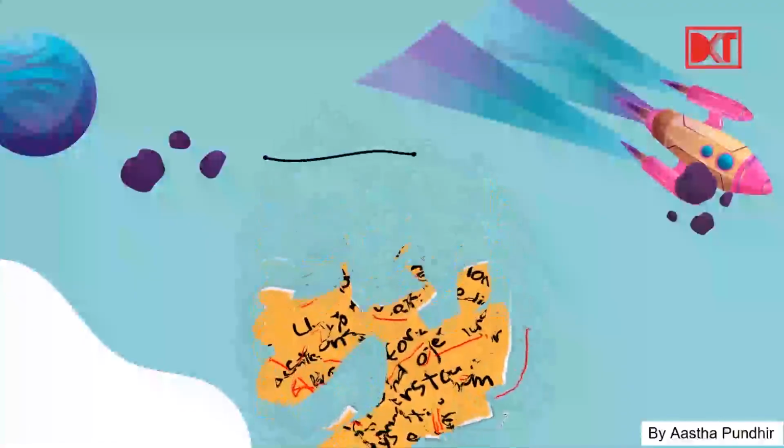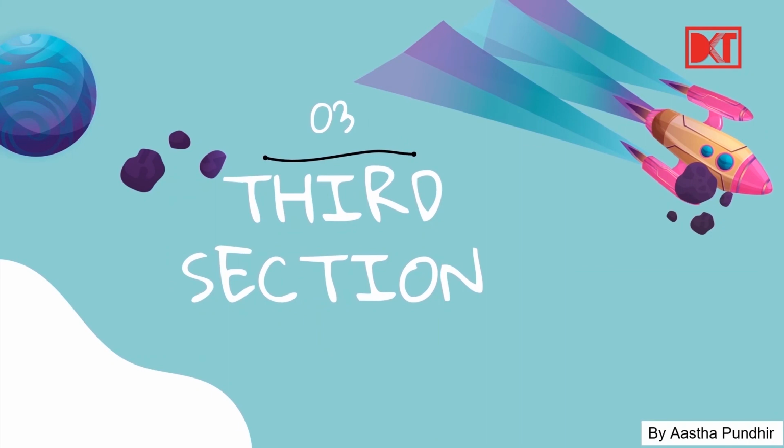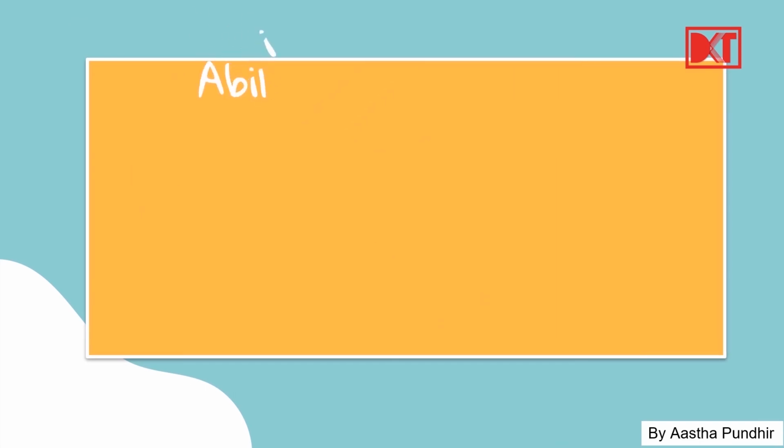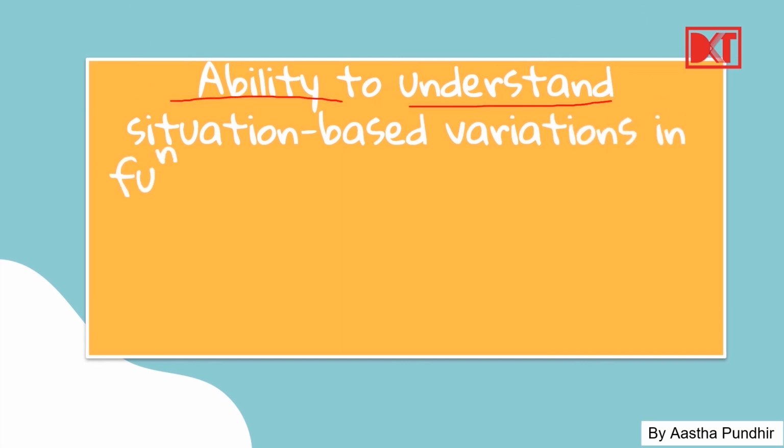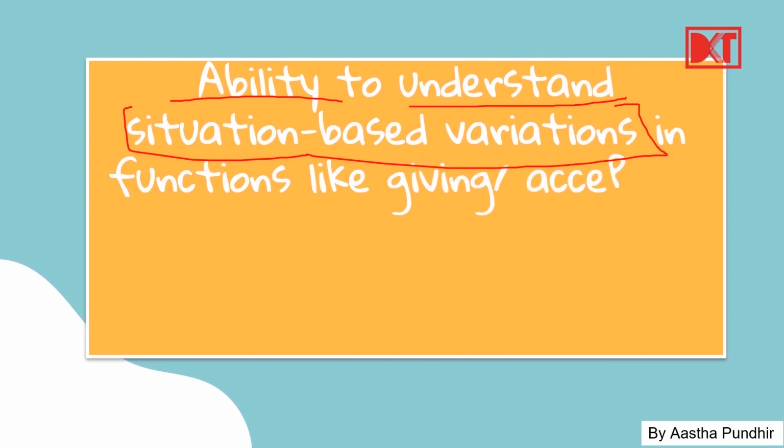Now we come to the third section. First one is about the broad grammar topics. The second one is about the reading comprehension basically. So let's see what the third section is about. Alright, so the third section we will be talking about testing your ability to understand the situation-based variations in various functions.